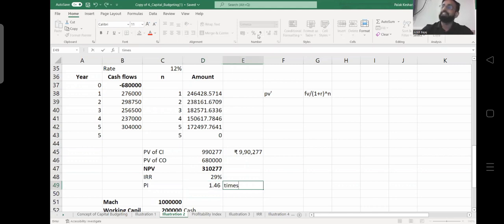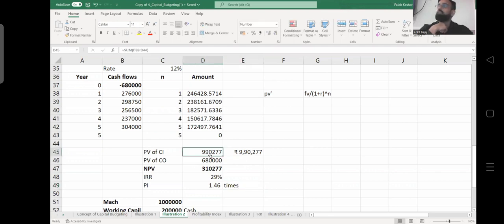Profitability index tells you how much extra profit you are earning as compared to expenditure, right? Here, your present value of cash inflow is 9,90,000 and outflow is 6,80,000. So your cash inflows are 1.46 times as compared to cash outflows, right? Is it clear? Are you able to understand the concept?